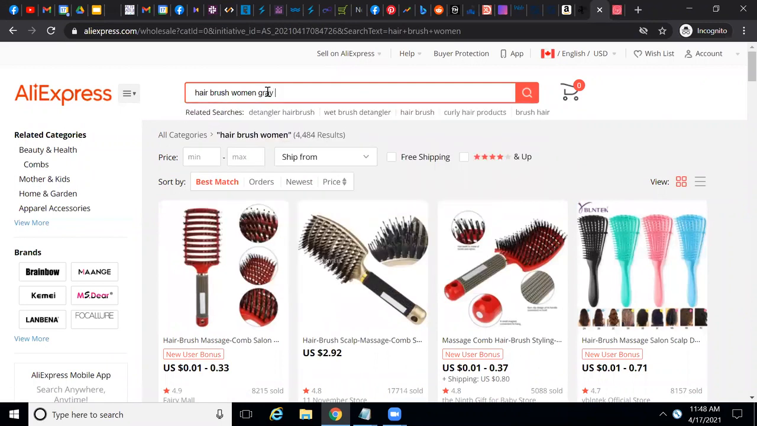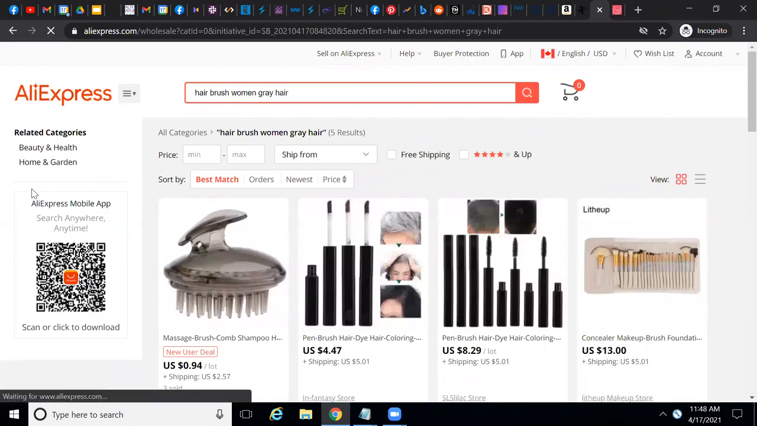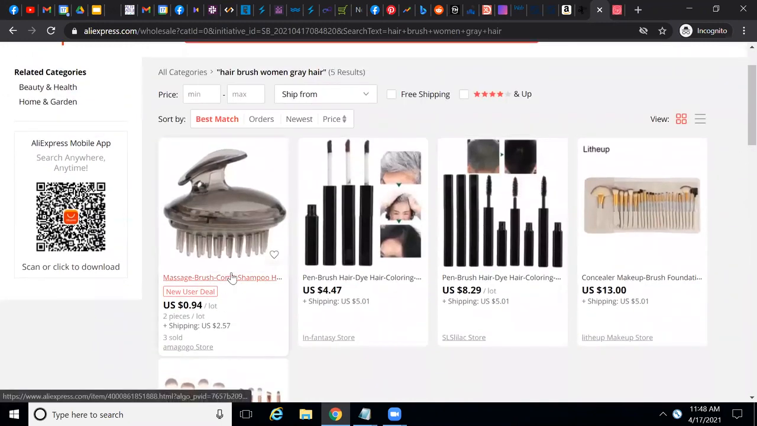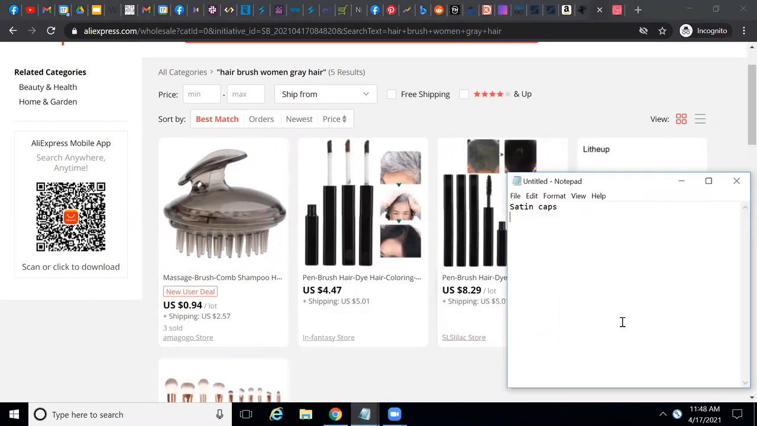And for grins and giggles, I'm going to do gray hair, see if there's anything that they recommend specifically for gray hair. Oh my gosh, this is a root stimulator. Look at that. Massage root stimulator. Okay, so now I got some kind of massage root stimulator. Hold on, guys. It took me a minute there. My brain is catching up.